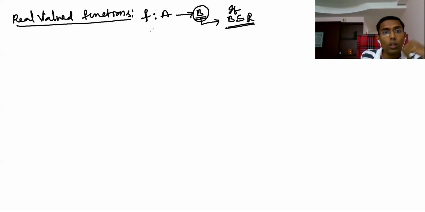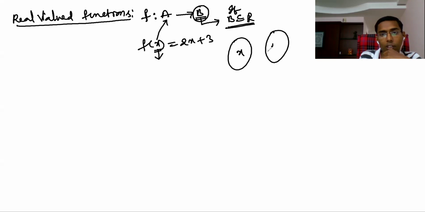Here f is a function from A to B. We define f of x equals, as already we discussed, 2x plus 3. Here x is the variable that you have to take from A, and f of x is the output, the image. F of x is the image of x, and it will be in B, the codomain. If you take x here, its image f of x, that is 2x plus 3, will be here.